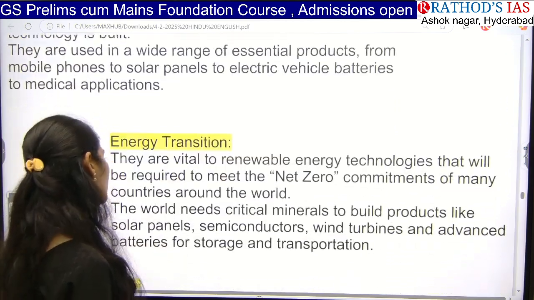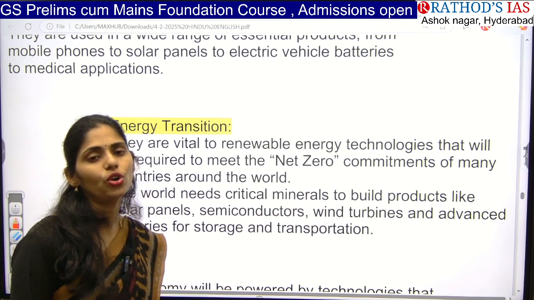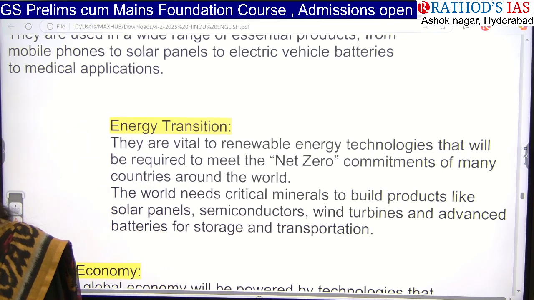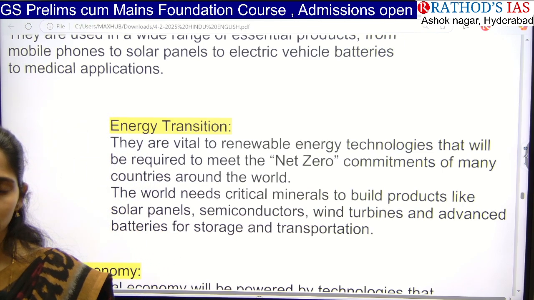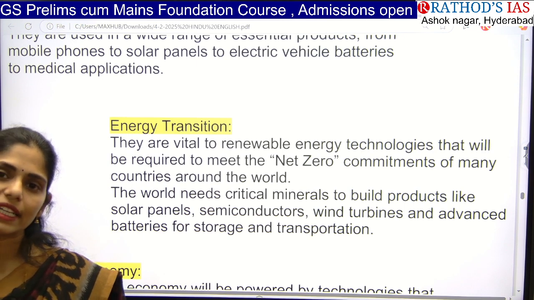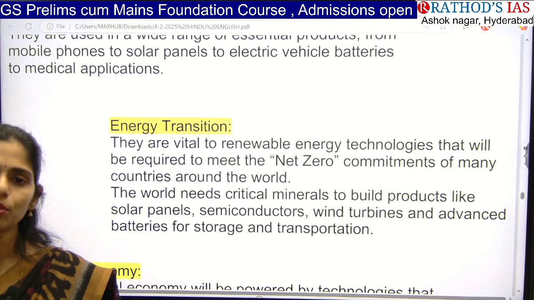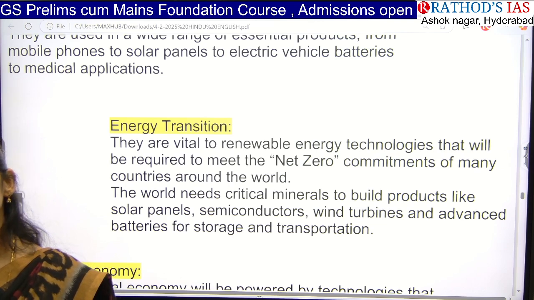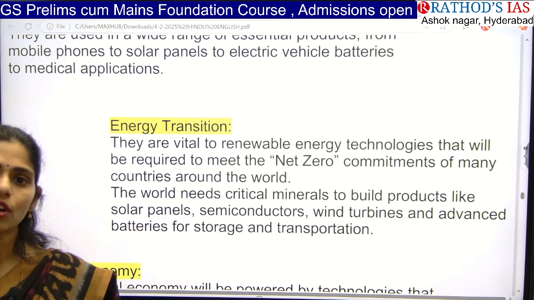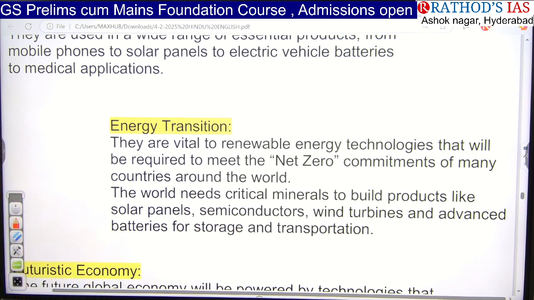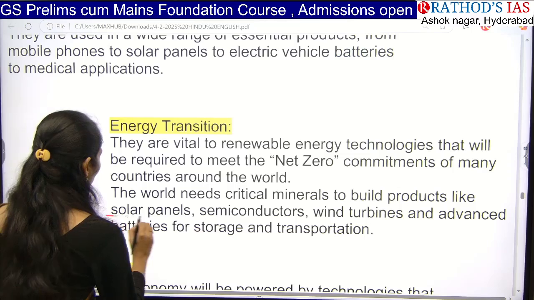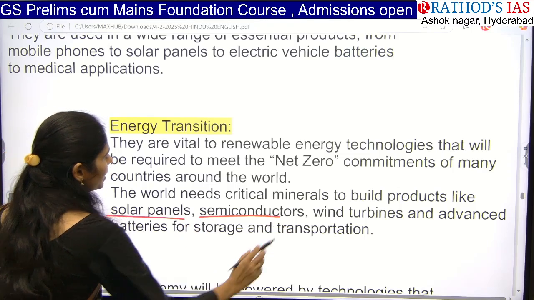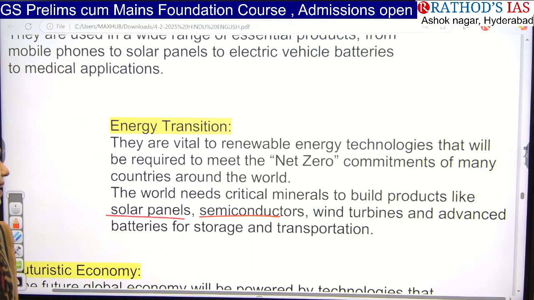And the next one is energy transition. India has an ambitious goal of achieving net zero or carbon neutrality by the year 2070. To achieve that, we need to move from non-renewable towards renewable energy sources. For that also, critical minerals are very important. For example, for the production of solar panels, semiconductors, wind turbines, and batteries for storage and transportation. In all these areas, we need these critical minerals.